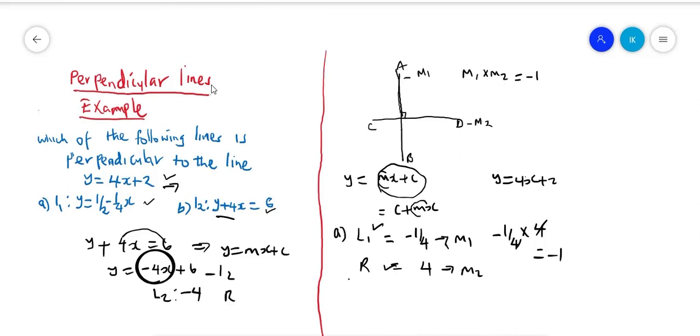On the reference line, the gradient is 4. So if we multiply -4 times 4, we get -16. And that's not what you want. So clearly, the reference line and line L2 are not perpendicular. They are not perpendicular.